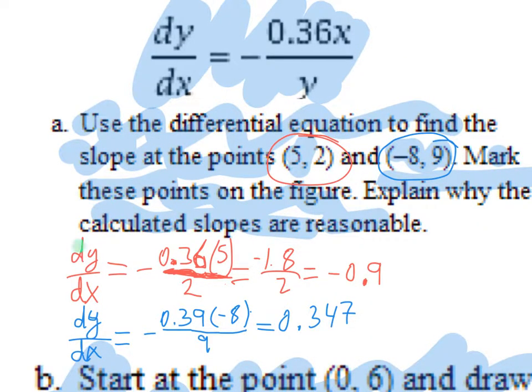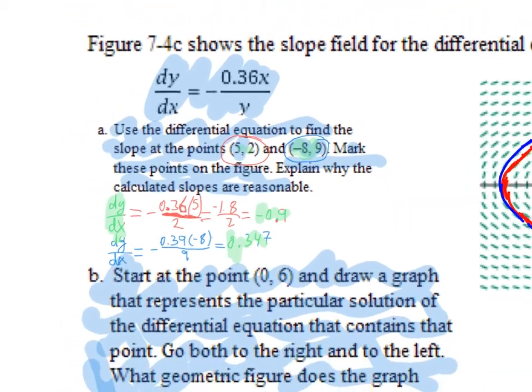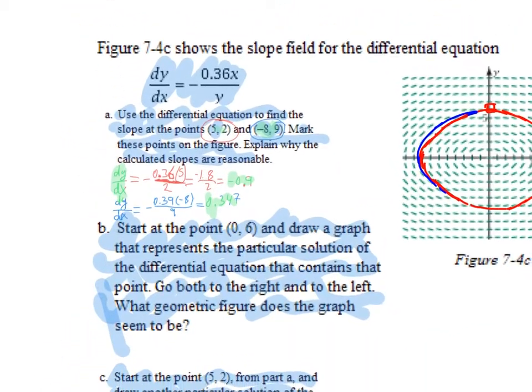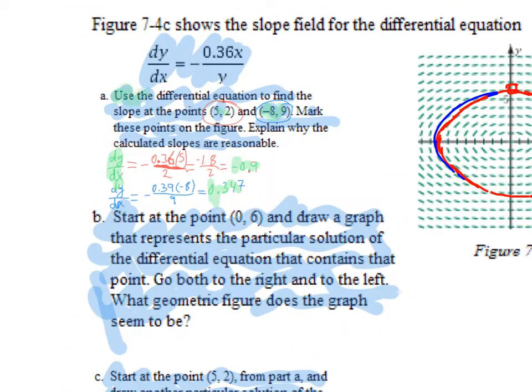Alrighty, I found my two slopes for the first one. At 5.2, I got negative 0.9. And for the second one, I got 0.347. So one is a negative slope, the other one is a positive slope. So let me just read. Use the differential equation to find the slope at the points. Mark these points on the figure. Explain why the calculated slopes are reasonable.